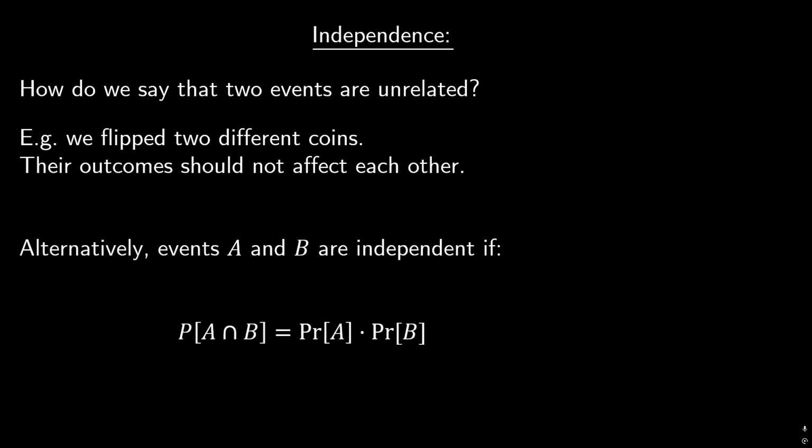There's an alternative way to write this, and you can actually prove that they're the same formulation. We can also say that events A and B are independent if the probability of A intersect B, in other words, the probability that both things occur, is the same as the probability of A multiplied by the probability of B.